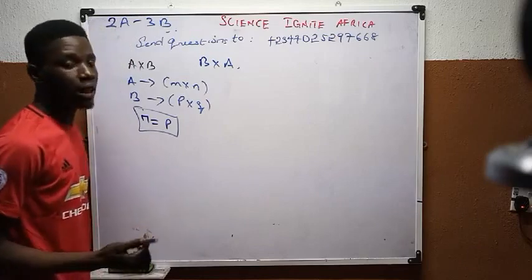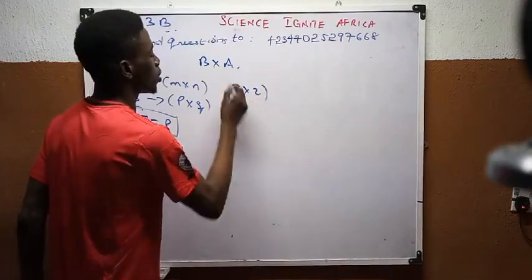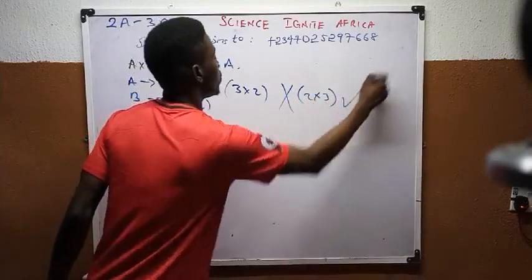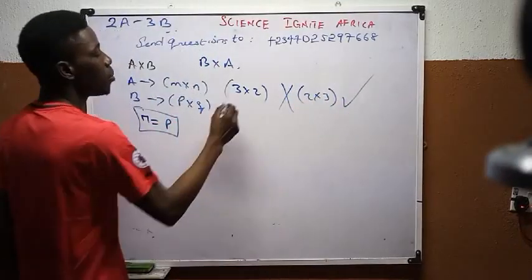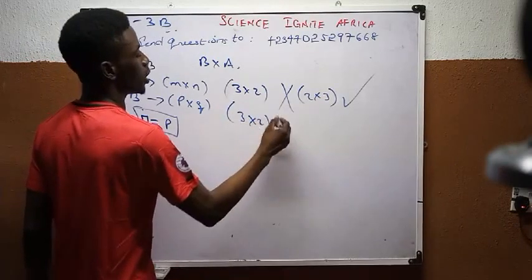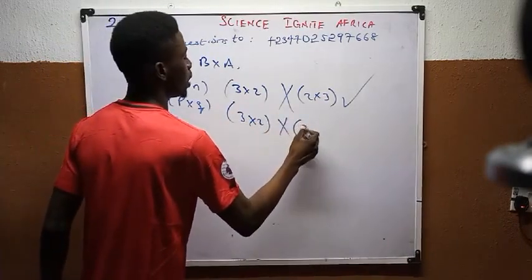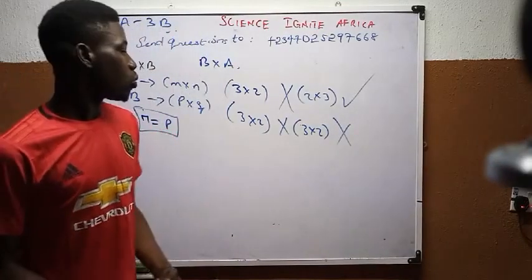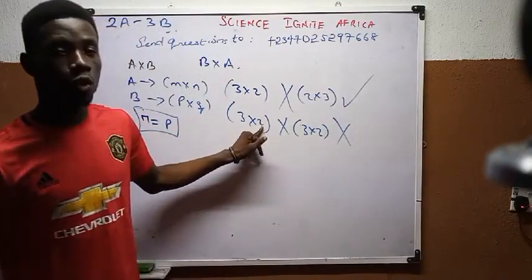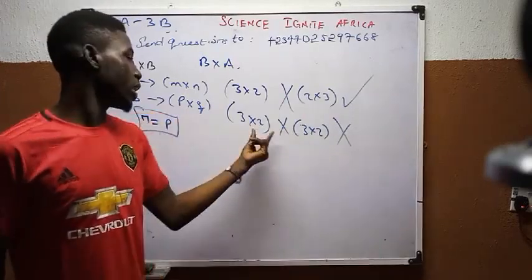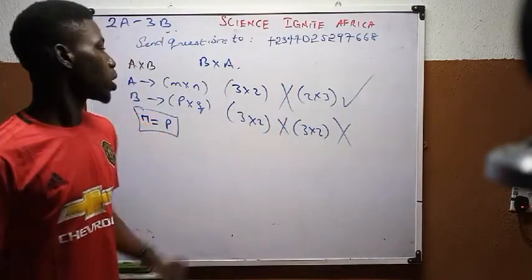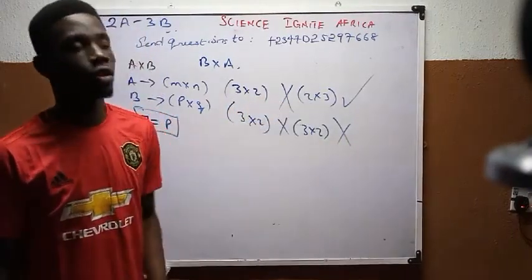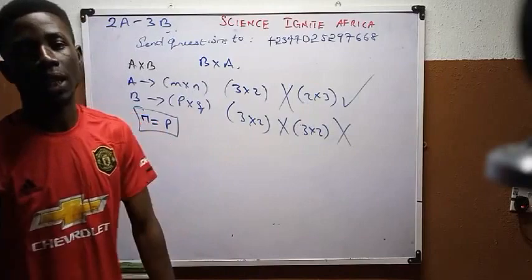So what I'm saying is that a 3 by 2 matrix can be multiplied with a 2 by 3 matrix. This is valid. But a 3 by 2 matrix cannot be multiplied by a 3 by 2 matrix. This is invalid. Why? Because the number of columns here is 2, but the number of rows here is 3, so they are not the same and it cannot be done. For the first one, the number of columns is 2 and the number of rows is 2, so they are the same.